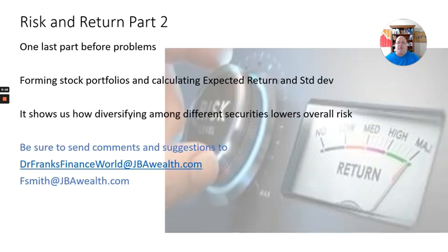So one last part before we actually get to the problems. We're going to form stock portfolios and calculate the expected return of those. That's pretty common on the investment side of finance, so it doesn't surprise me it shows up in the course. It shows us how diversifying among different securities lowers the overall risk. That's really the purpose of doing this inside of finance itself.